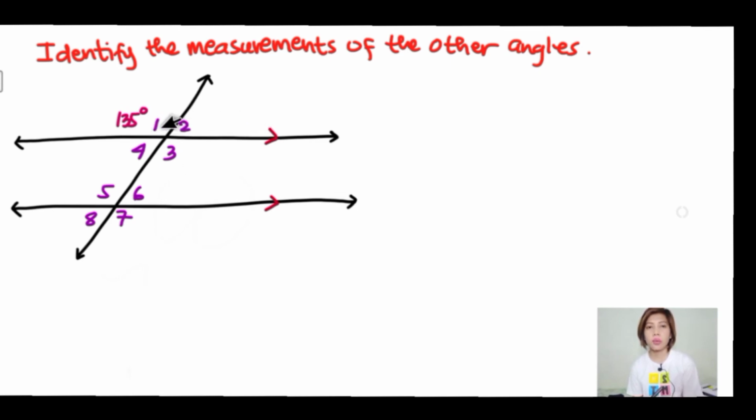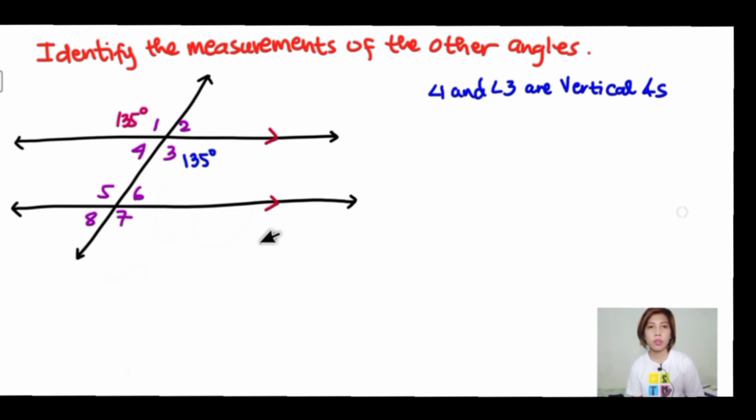So, kung mapansin natin, si angle 1 at saka si angle 3 ay vertical angles. So, pag vertical angles, congruent yun. So, angles 1 and 3 are vertical angles. So, therefore, congruent sila. Si angle 1 is 135 degrees. So, si angle 3 ay also 135 degrees.